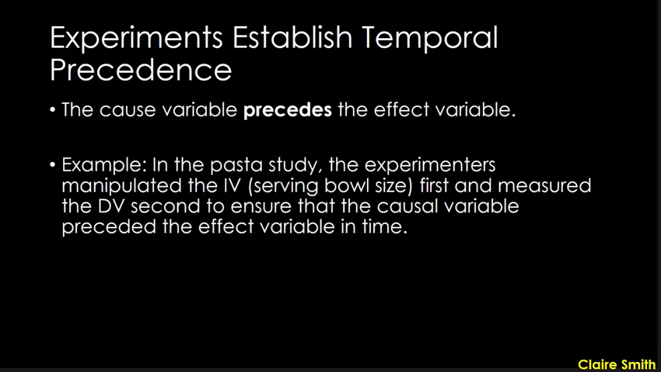So in the pasta study, experimenters manipulated the bowl size, which is the independent variable, and then they measured the dependent variable, how much people ate or how much people served themselves, to ensure that the causal variable precedes the effect variable in time. So just the nature of setting up experiments, we're manipulating one variable. Typically, we're manipulating that before we measure something. So it's establishing that temporal precedence, showing that the independent variable is being changed, which is therefore affecting the dependent variable. So experiments, just the way that they're set up, do a really good job at establishing temporal precedence.